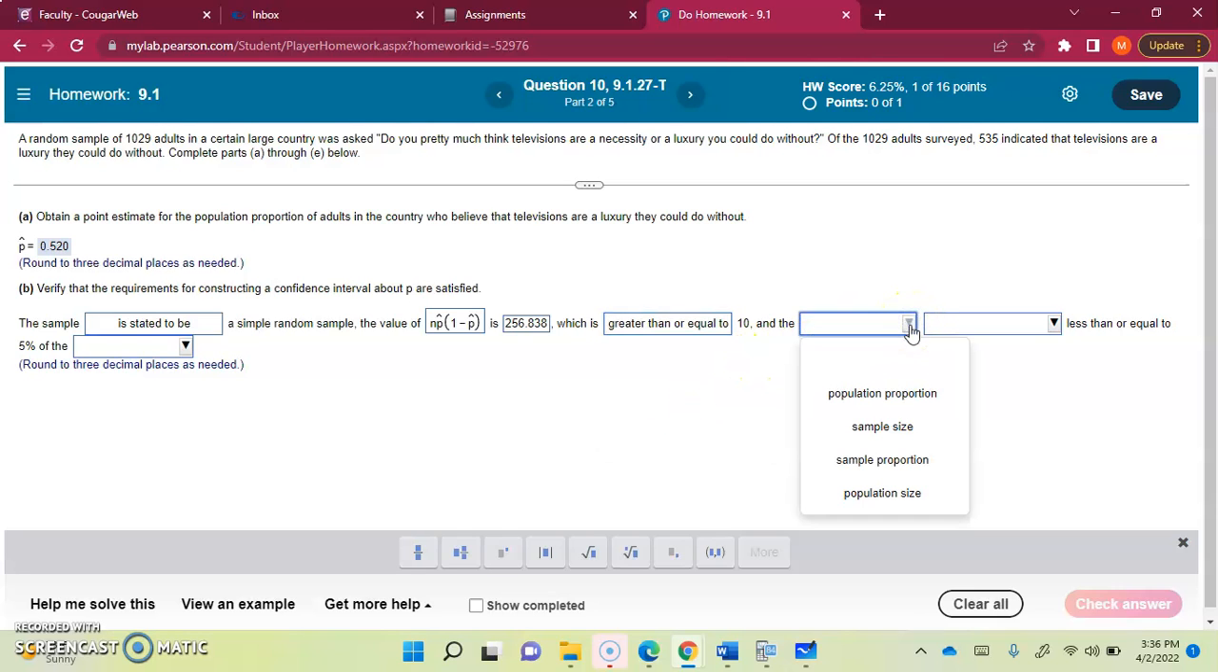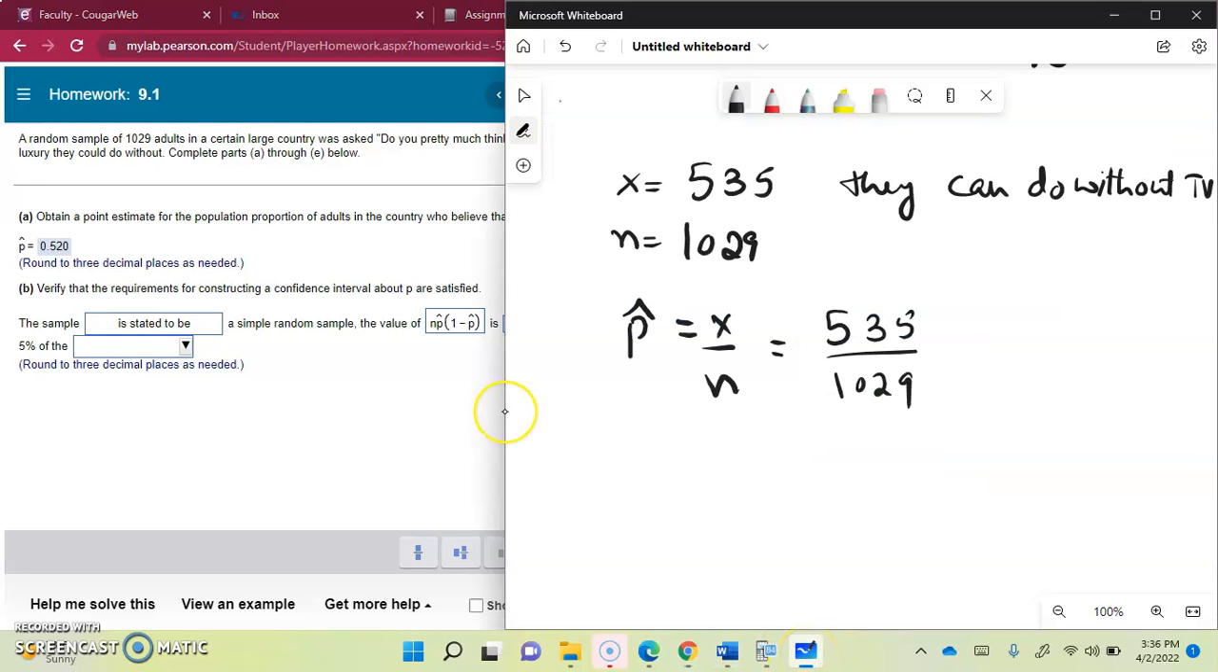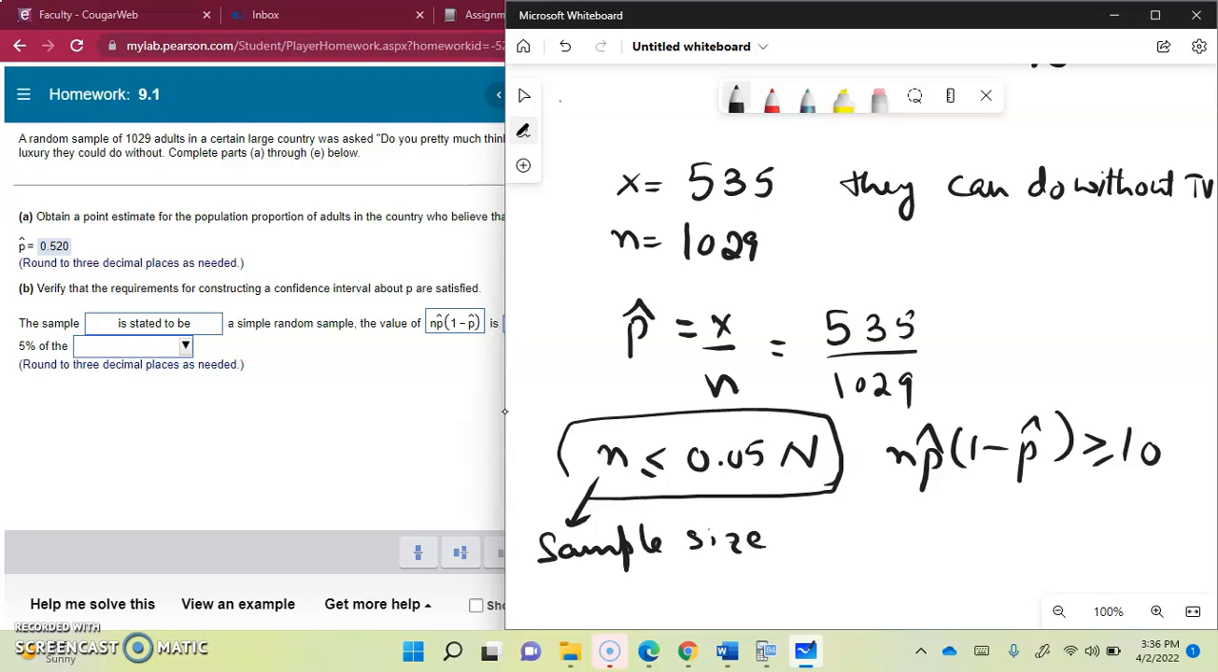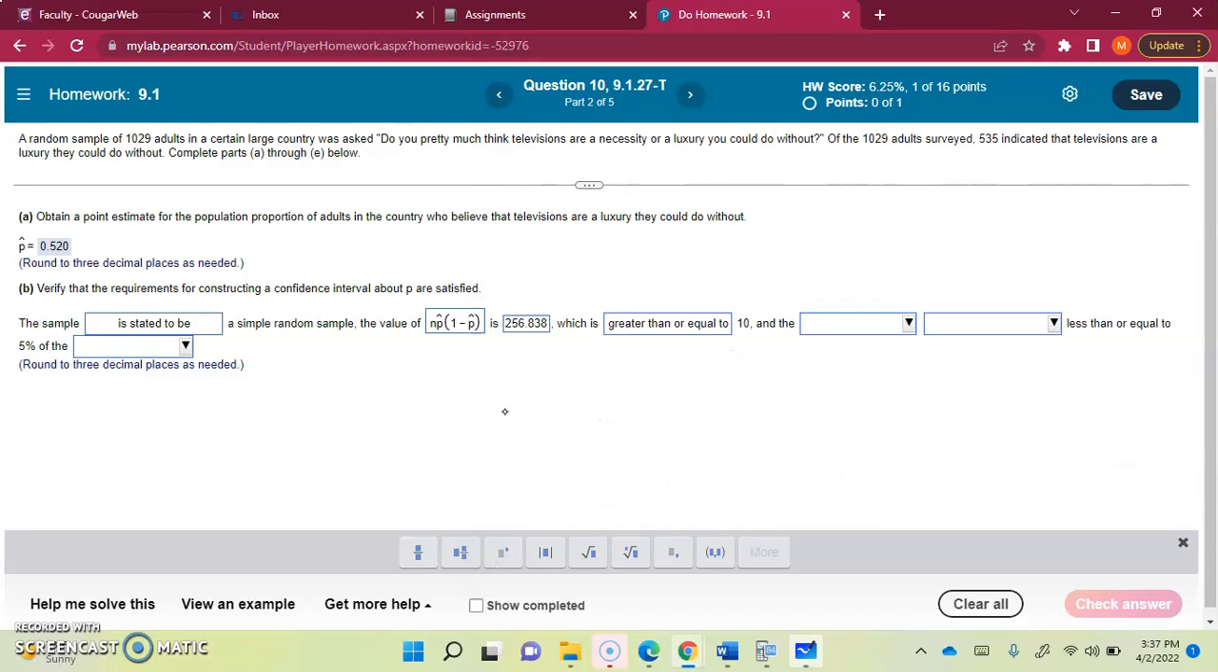And the sample size, right? You guys remember the condition. There were basically two conditions. n should be less than or equal to 0.05 of capital N, and n p-hat times 1 minus p-hat should be more than or equal to 10. So this is the sample size being less than 5% of the population size. That's what we need to select here.